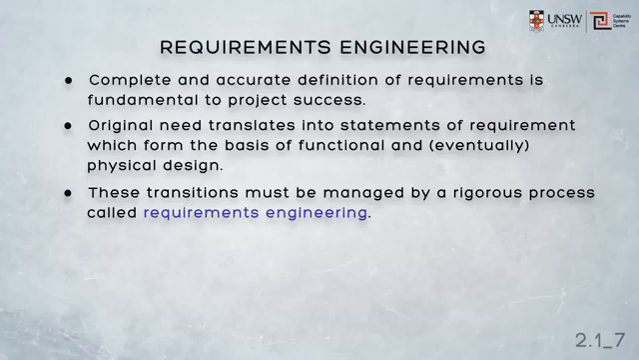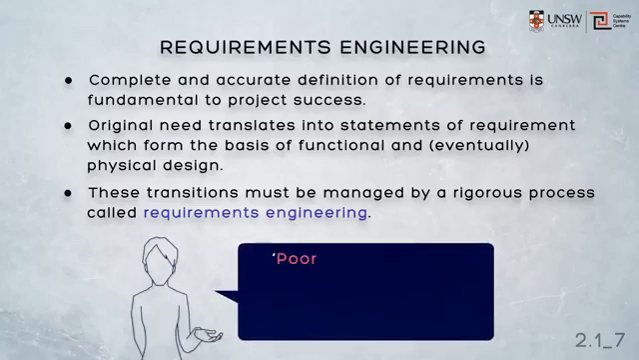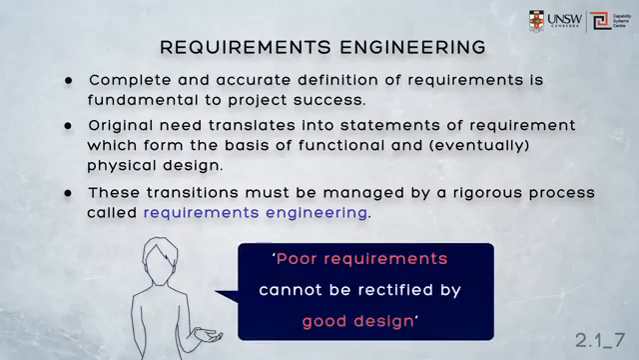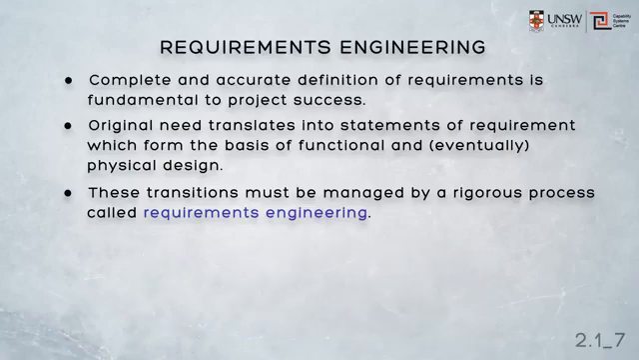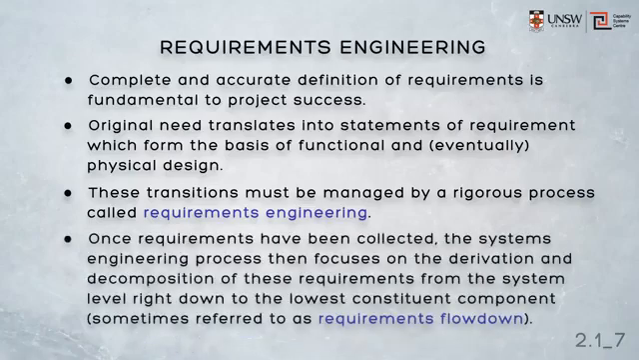And its aim is to ensure that all the requirements have been included, which means that irrelevant requirements are excluded. It also focuses on the fact that we can't fix poor requirements by good design, so it invariably follows that rigorous development of requirements is absolutely essential if the acquisition is to be successful. Once the requirements have been collected, the system engineering process then focuses on deriving and decomposing these requirements down to the next level, in a process we'll see later is called requirements flowdown.